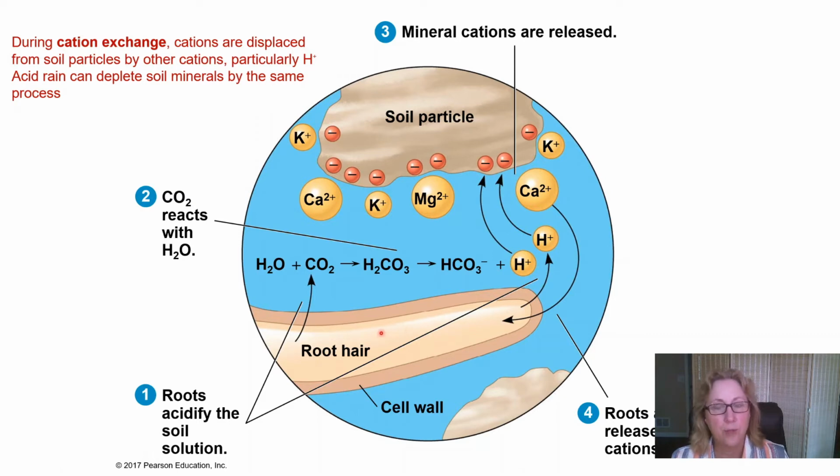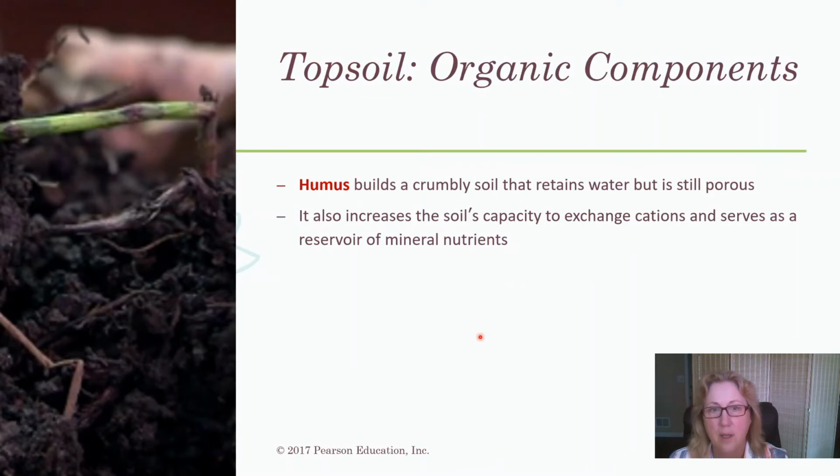So root hairs in the soil release these hydrogen ions into the soil around the root because they're releasing carbon dioxide because they're respiring. And those positively charged ions are going to allow the other positively charged ions to be released from the soil particles, and so they can be absorbed by the root hairs along with water.